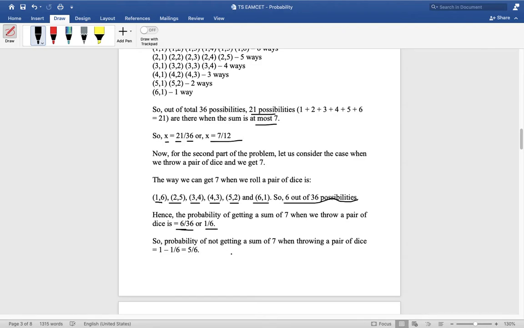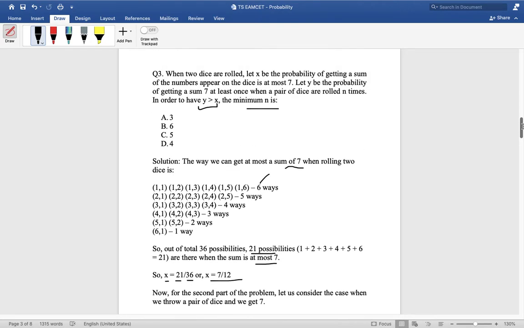So the probability of not getting a sum of 7 when I throw a pair of dice is just 1 minus this, which is 5 by 6. So in the problem he says, let y be the probability of getting a sum of 7 at least once.